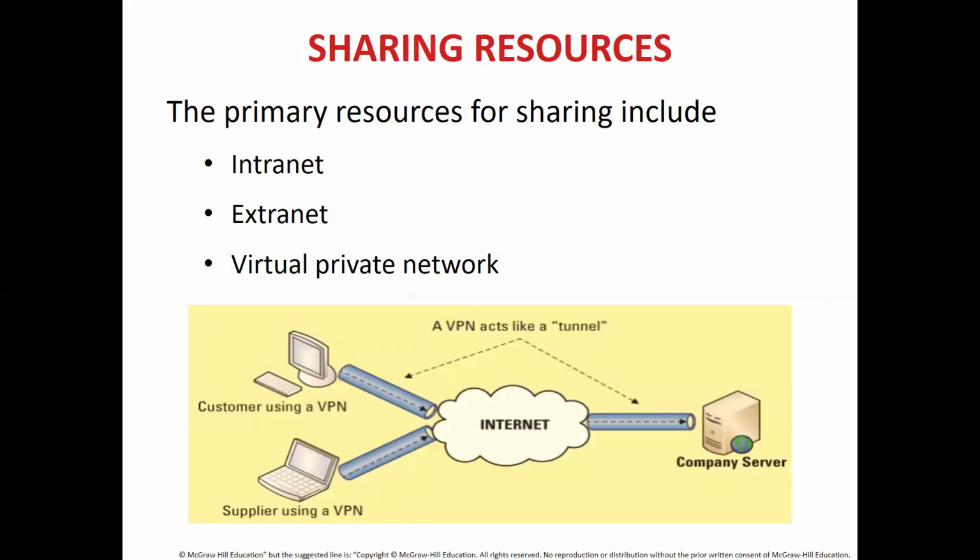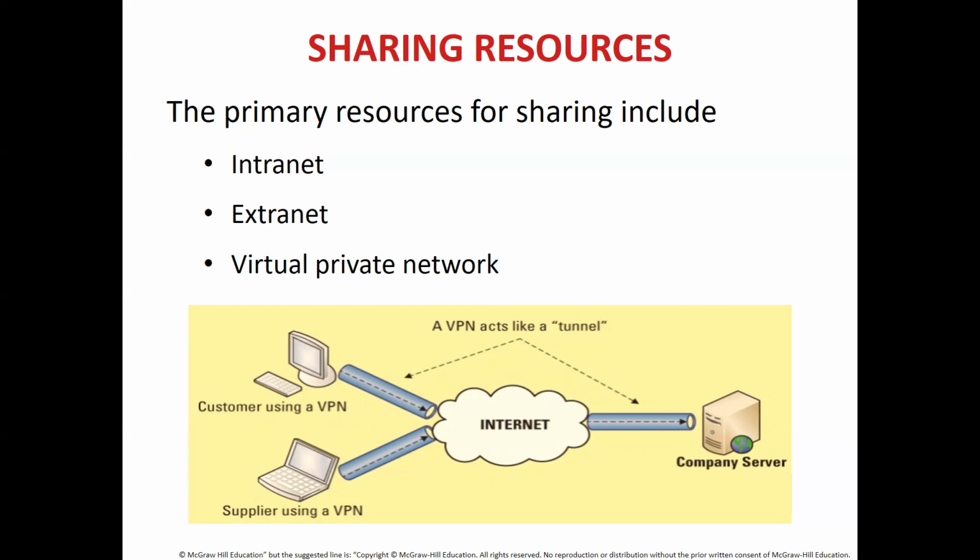Sharing resources. The primary resources for sharing include intranet, extranet, and virtual private networks. Now, an intranet is a network that is only used within the organization. For example, we have some software here in FNU which is only used within the FNU network, and we call them intranet. For example, we have software called Premium, in which we upload your results, your marks, and everything goes up there. So that is used only within the organization, within FNU.